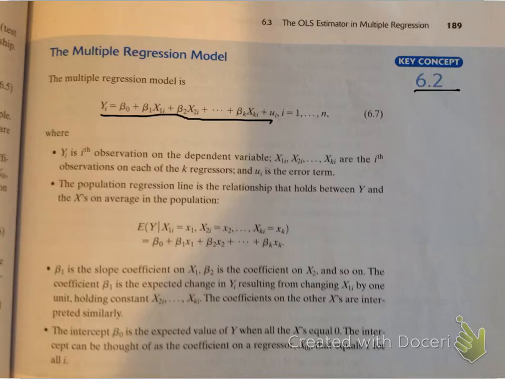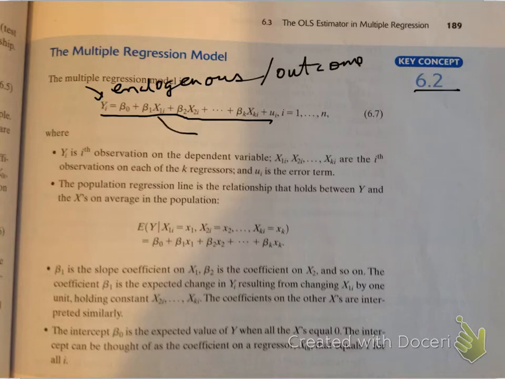We have yi, an outcome variable, an endogenous variable. So yi is the endogenous variable, the outcome variable, and it depends on a set 1, 2, 3 of independent regressors. We sometimes call them exogenous variables or explanatory variables.